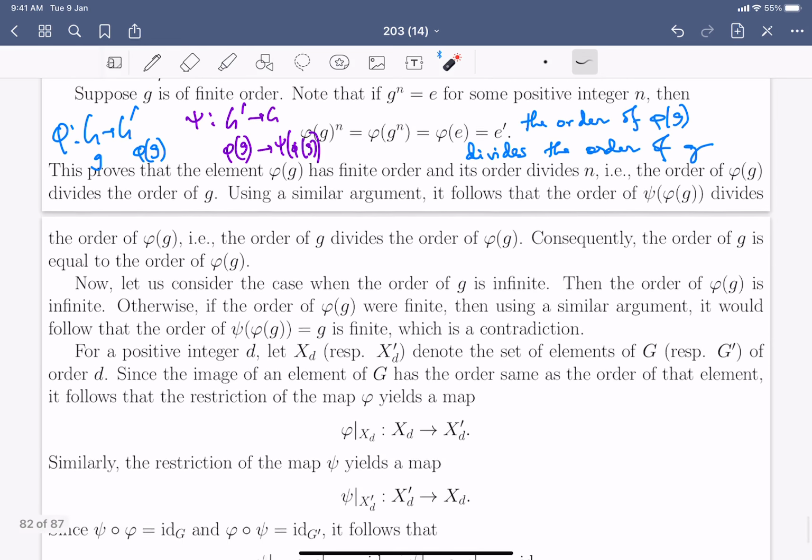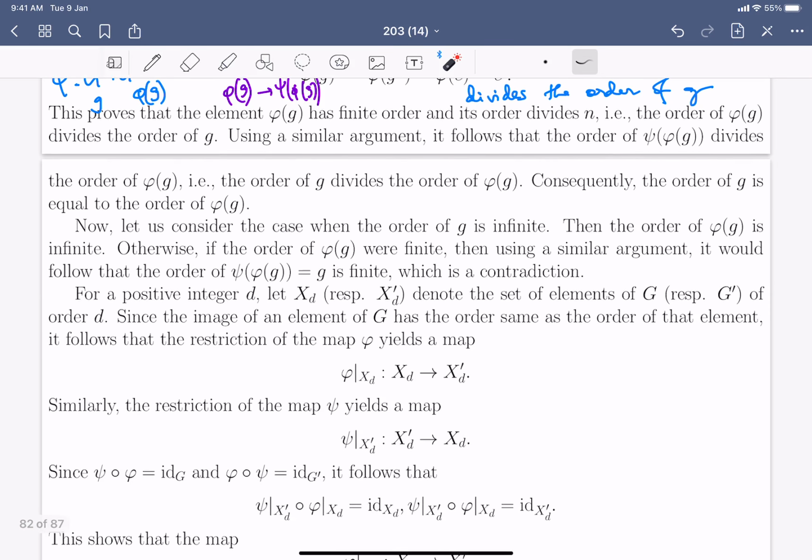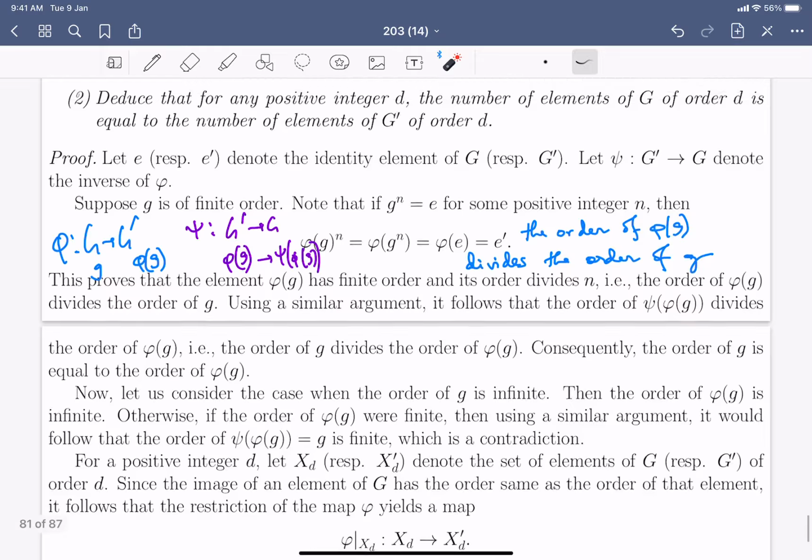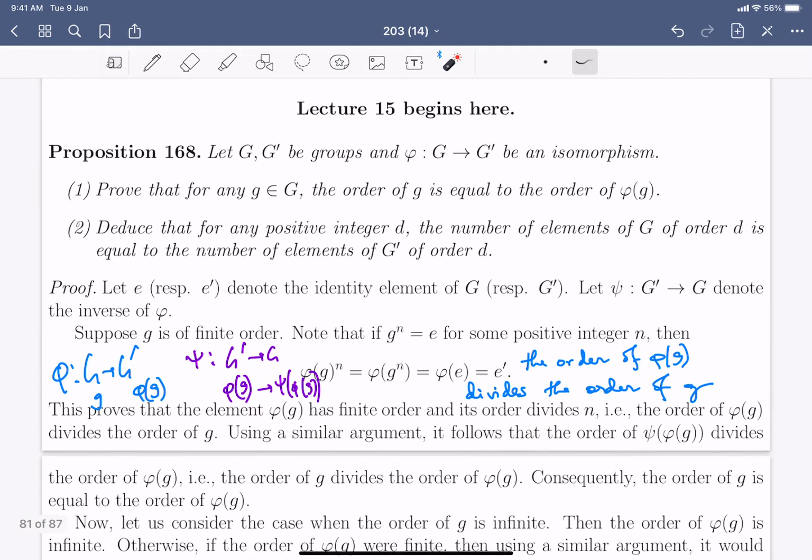So another case that you need to consider is when the order of g is infinite, then the order of phi(g) also has to be infinite. If it were not the case, in other words, if the order of phi(g) were finite, then again, using a similar argument, it follows that the order of its image has to be finite. The point is that if g has finite order, then by this argument we see that phi(g) has to have finite order. So this is what we have already proved, right?